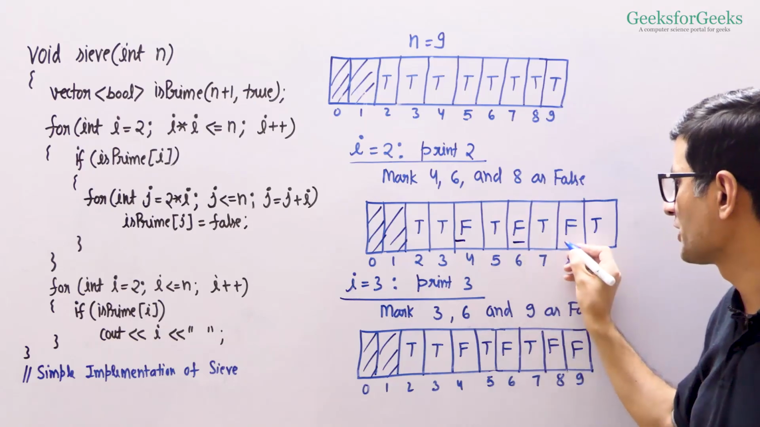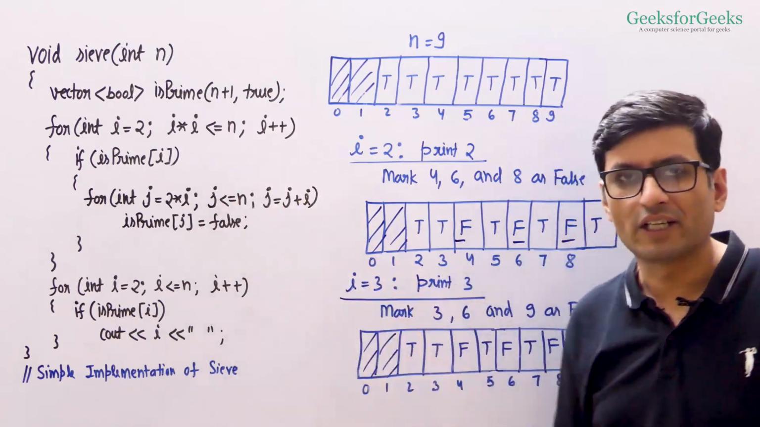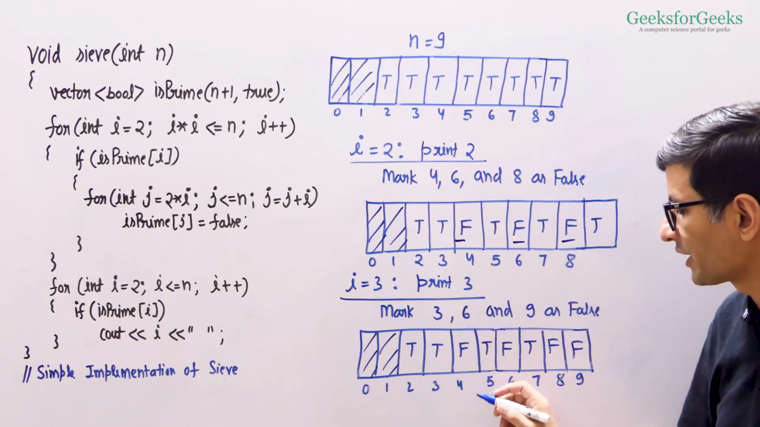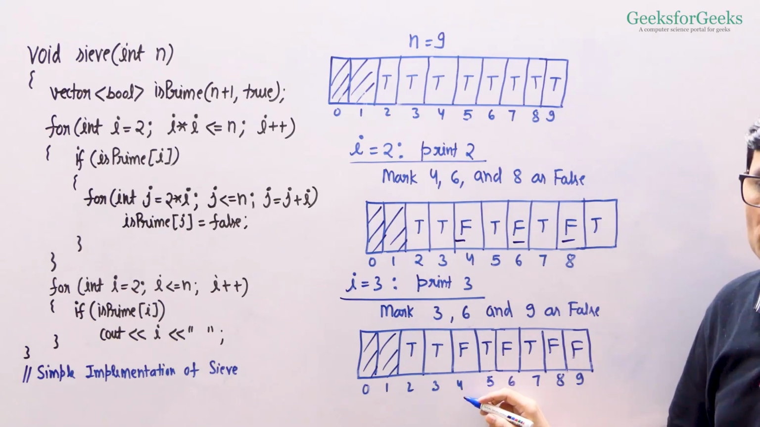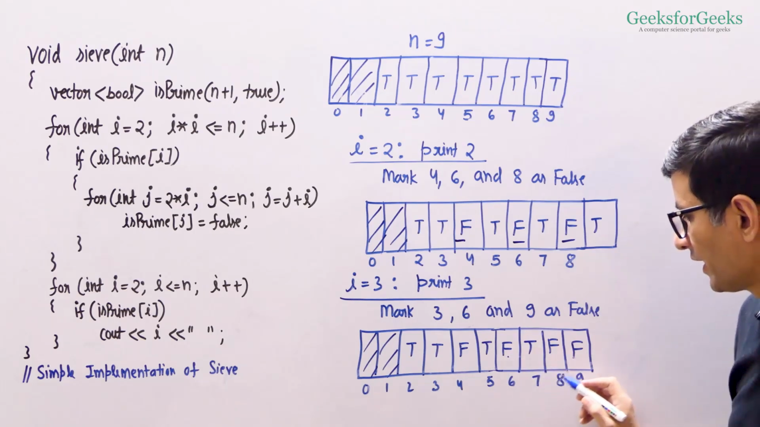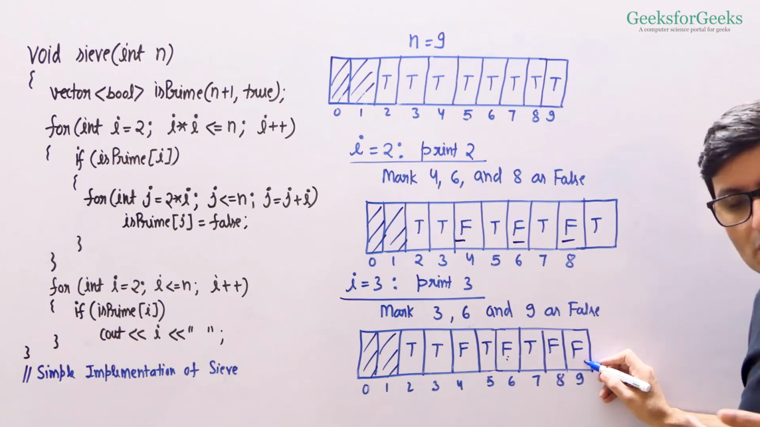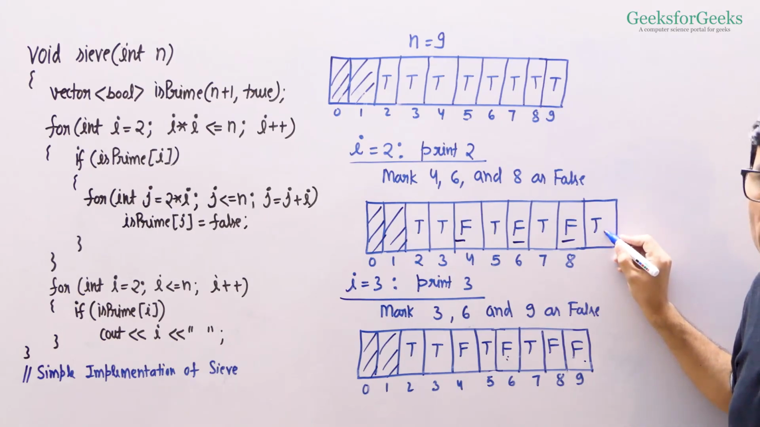We have marked these three entries as false now, right? After the first iteration, we begin the next iteration, which is for 3. When we do the next iteration, we mark the multiples of 3 also as false. Multiples of 3 are 6 and 9. 6 is already marked as false, we again mark it as false. 9 is marked as false. It was not marked as false by 2.